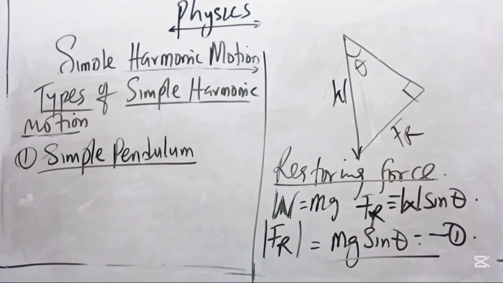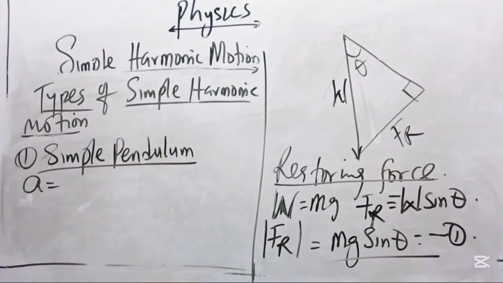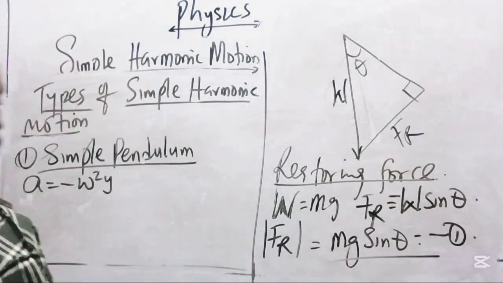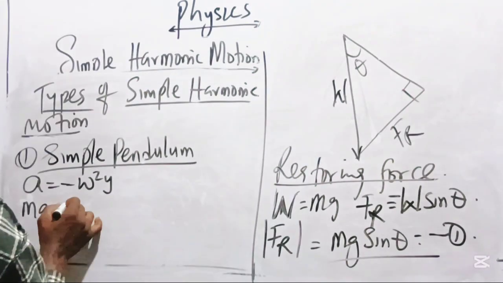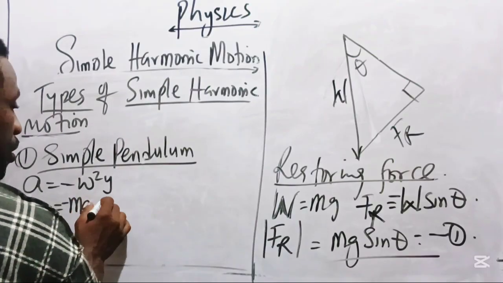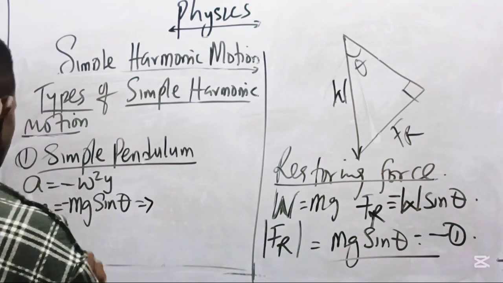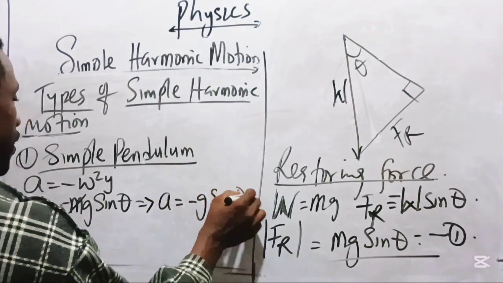Now, the acceleration of the body exhibiting simple harmonic motion is a equal to minus w squared y. From here, we already know that ma is the force, which is equal to minus mg sine theta. So this implies that m will cancel out m, and a is equal to minus g sine theta.